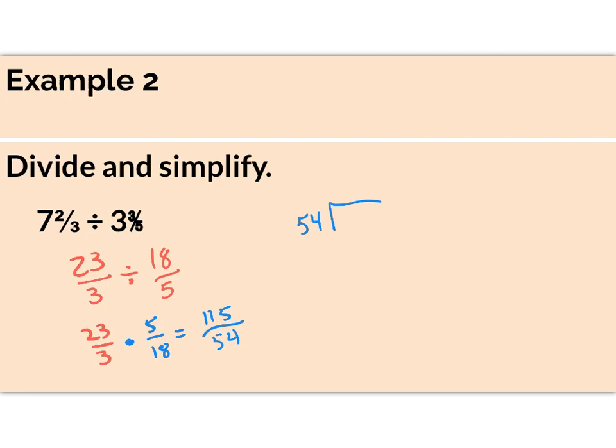So now we have to simplify our fraction by turning it back into a mixed number. 54 plus 54 is 108. So 54 goes into 115 twice. 2 times 4 is 8. 2 times 5 is 10. Subtracting, we have 7 left over. So this is our whole number, 2, our remainder goes on the top, and our divisor goes on the bottom. But 6 and 54, I have to reduce this.